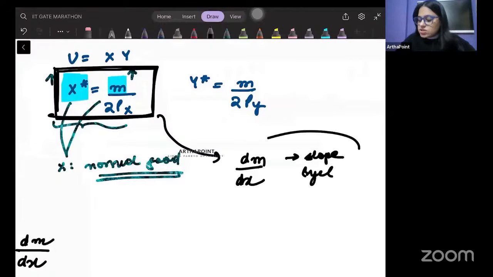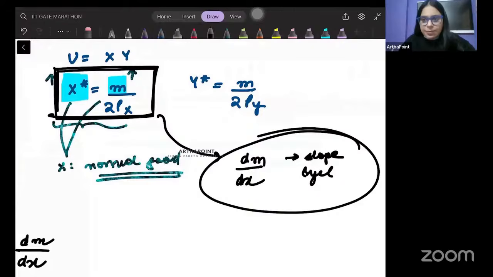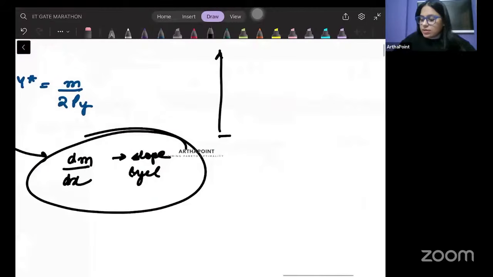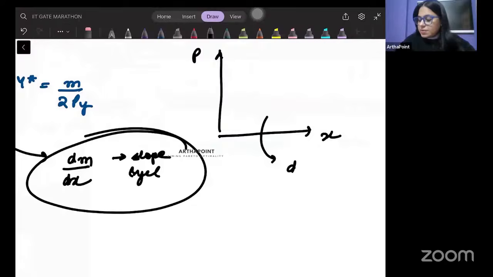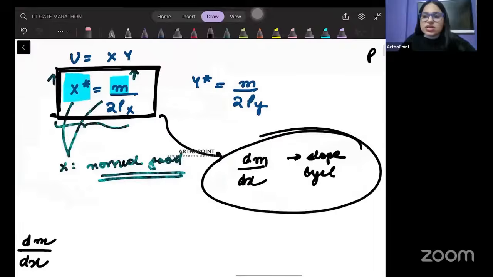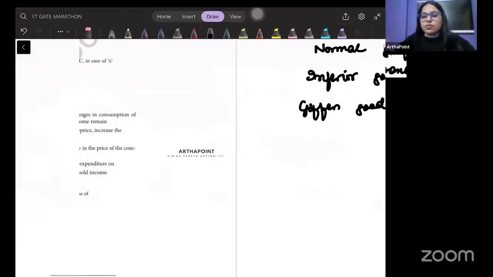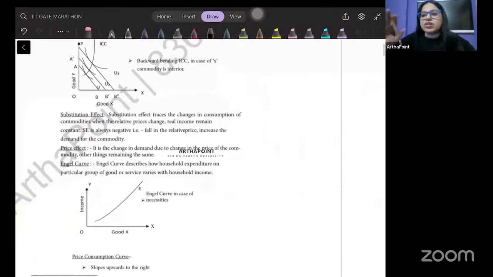So such questions can be asked in the exam. They can ask you to find the slope of the Engel curve, find the slope of the demand curve. For the demand curve, I am plotting it between price and X, so its slope will be dP by dX, right? So they can ask you the slopes of the Engel curve and demand curve, and you should be aware which curve is plotted on which x-axis and y-axis coordinates. What am I taking on the x-axis? What am I taking on the y-axis?